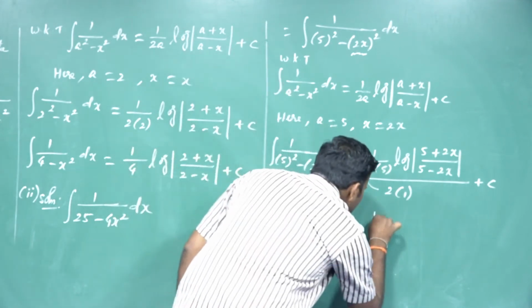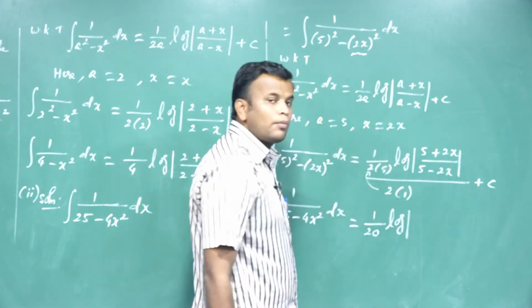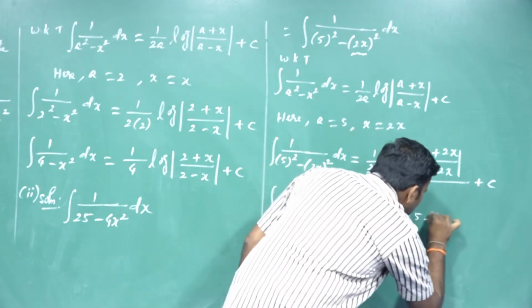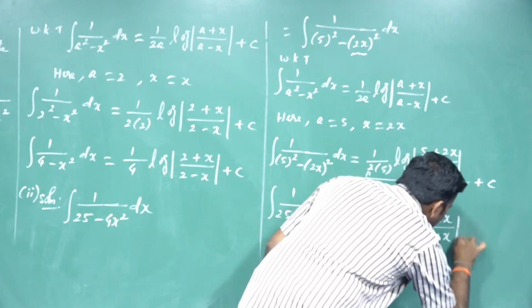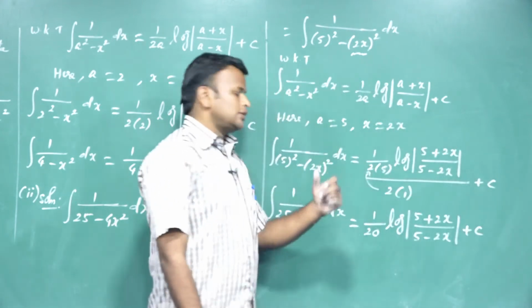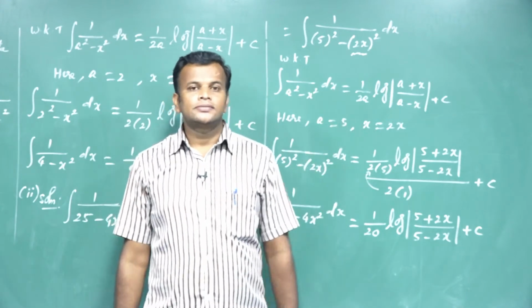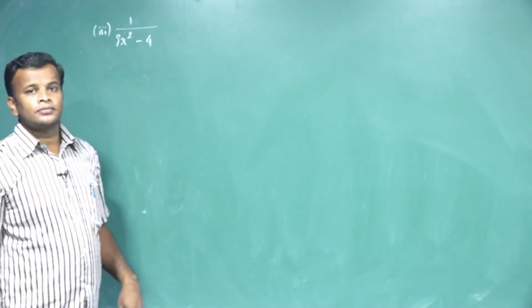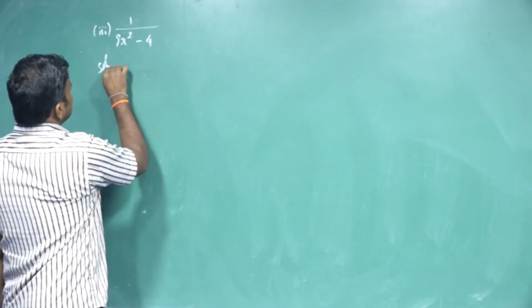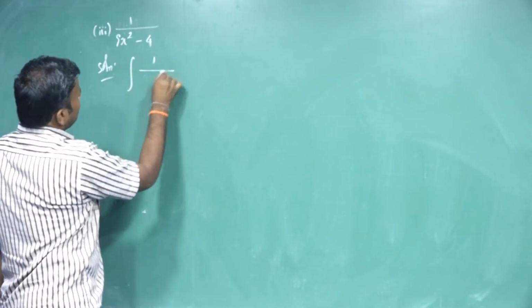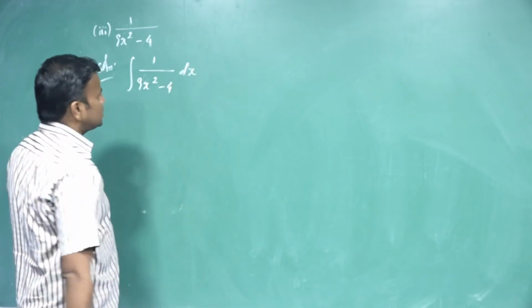So the answer is 1 by 20 log of modulus (5 plus 2x) divided by (5 minus 2x) plus c. So if the formula is very well known, then the sum is very easy. Now we see the third solution. 1 divided by 9x square minus 4. Now we find this integration. Integrating 1 divided by (9x square minus 4) dx.